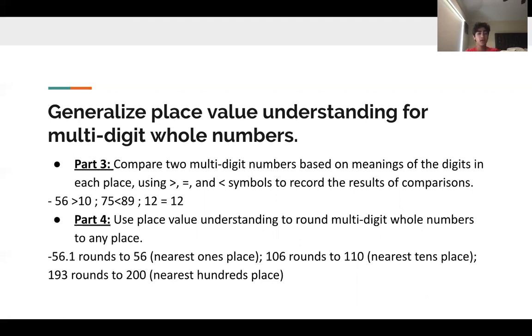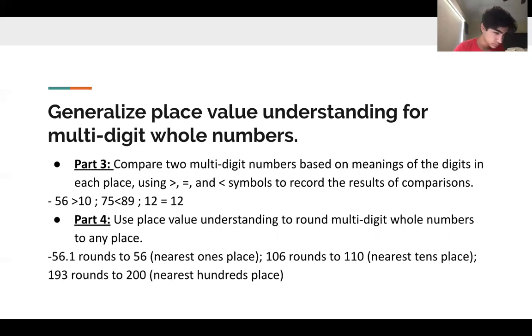Now 12 and 12, we know those are pretty much the same numbers. They can get a little more tricky with you by doing 12 and then 12.00. Those are the same thing, so those are equal to each other, and you just put 12 is equal to 12. The fourth part of this says use place value understanding to round multi-digit whole numbers to any place. What does this mean?